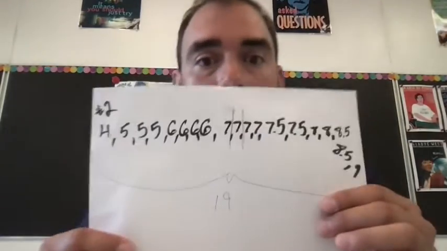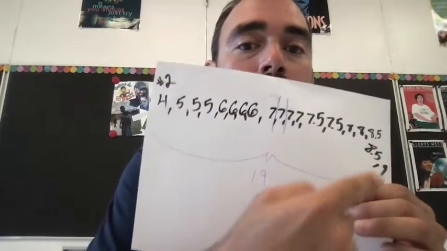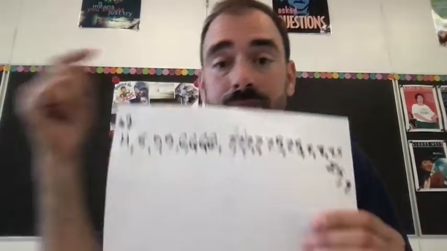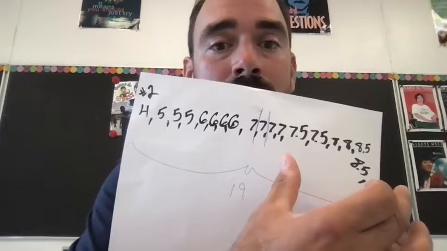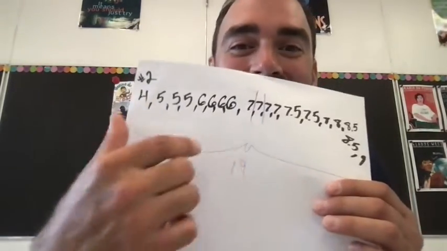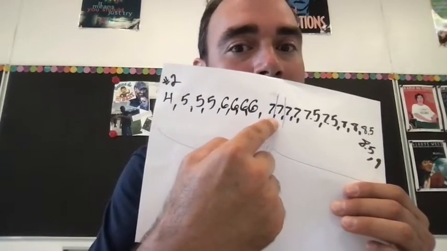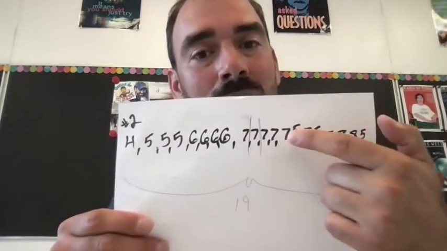If we take a look here, I put my data in order, and I ran out of room over here. But I noticed that there were 19 of them all together. So there's going to be 9 on one side and 9 on the other. That would get you to 18, and that 19th one is the one in the middle. That's 7.